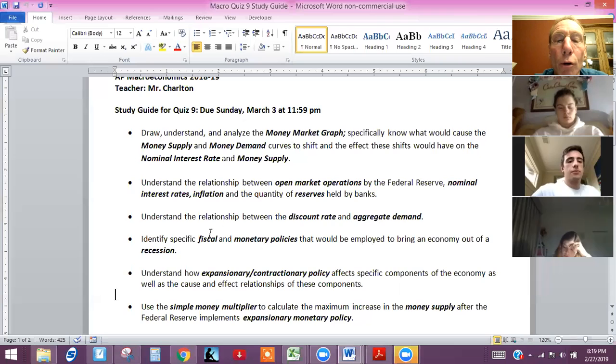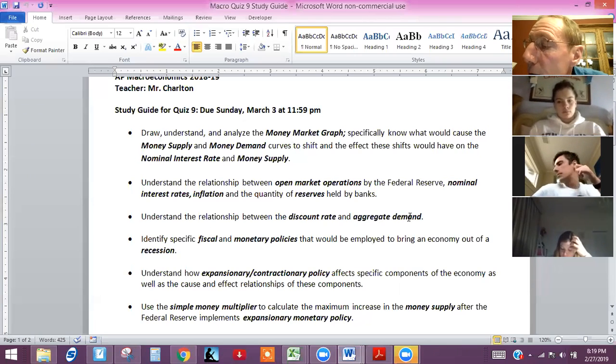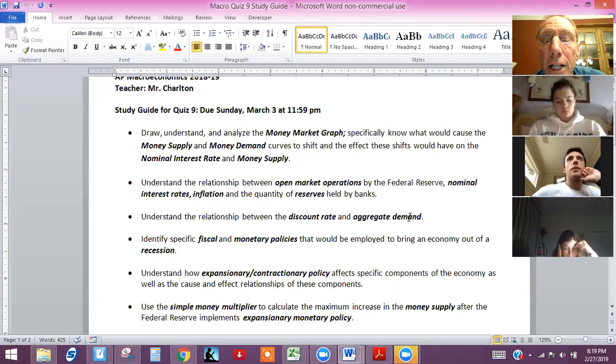Okay, understand the relationship between the discount rate and aggregate demand. Well, I don't remember the question, but it's pretty straightforward. The discount rate, as you should know, is the rate the Federal Reserve charges at their discount window when banks need to borrow money short term in order to keep the required reserves in their bank. If they've gone below their required reserves, they've got to borrow some money, and they can borrow it from the Fed if they want to. They usually borrow it from each other.